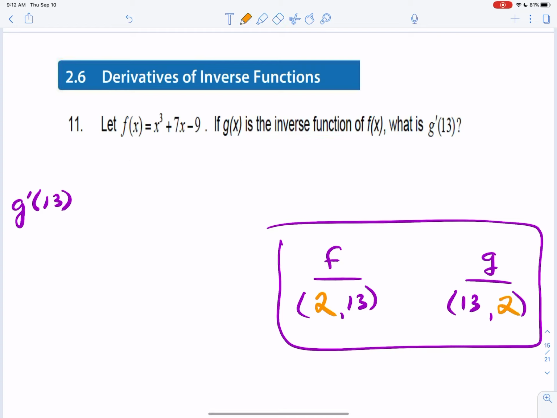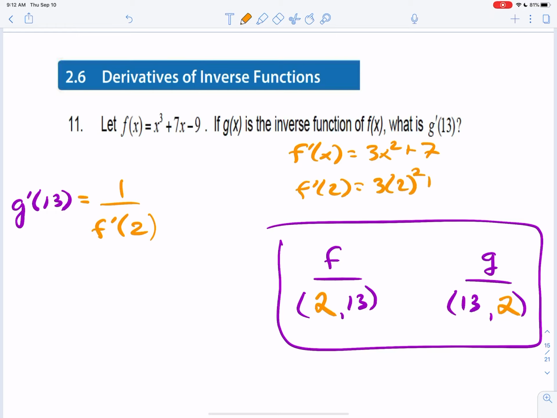So I know the y value of g is also 2. So g prime of 13 is going to be 1 over f prime of that x-coordinate. I need to find out what f prime of x is, which is 3x squared plus 7. So f prime of 2 is going to be 3 times 2 squared plus 7, which should give me 19, I think. So g prime of 13 is going to be 1 over 19.